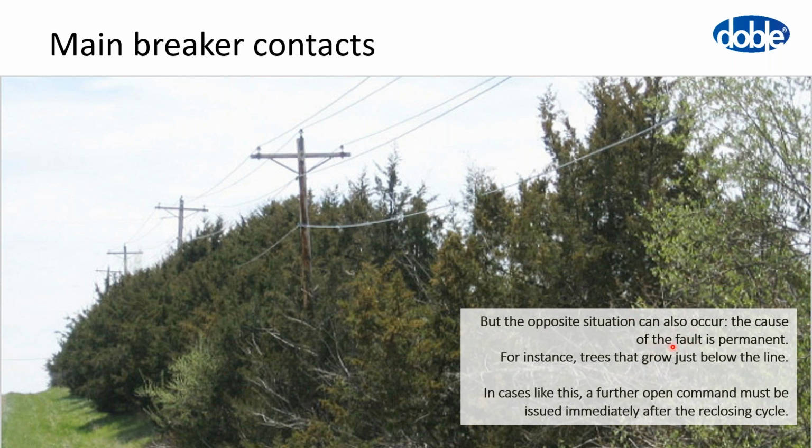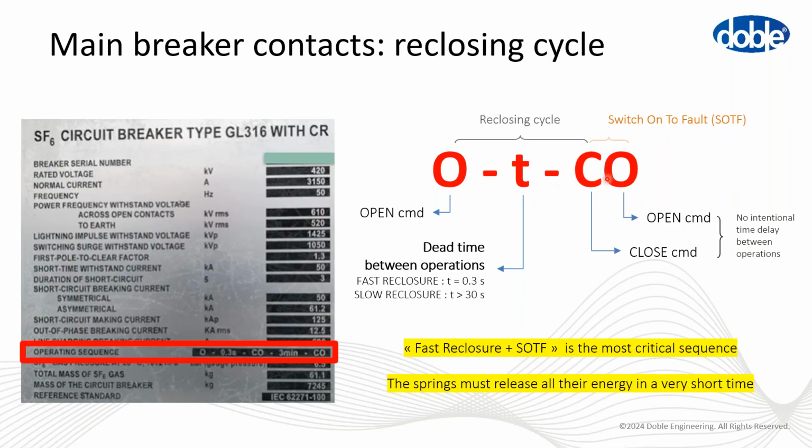In the case that the fault is permanent, you have to open again the circuit breaker after the closing cycle. So you see the fault, you open, you try to close again to see if the fault is gone or if it is still there. In the second case, you have to open immediately again. So the operation that you do is the OCO. This is the most energy-demanding operation that you can do, because it operates 3 times within a very short time. So the spring must have enough energy to completely perform this operation.